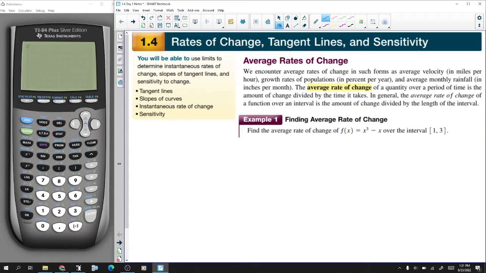The average rate of change of a quantity over a period of time is the amount of change divided by the time it takes. In general, the average rate of change of a function over an interval is the amount of change divided by the length of the interval. In other words, like miles per hour or feet per second.